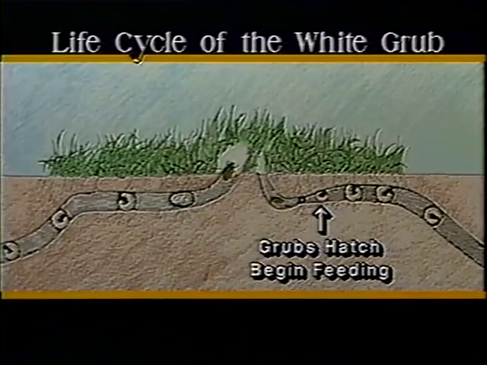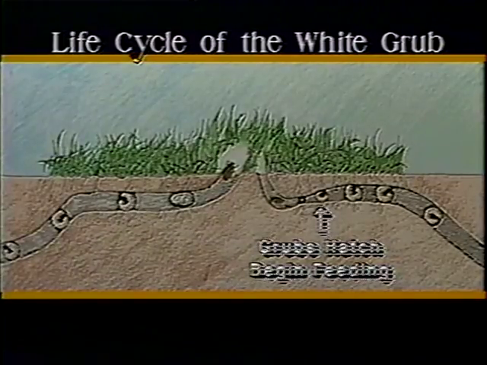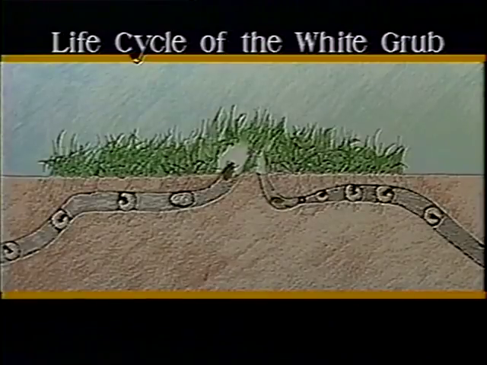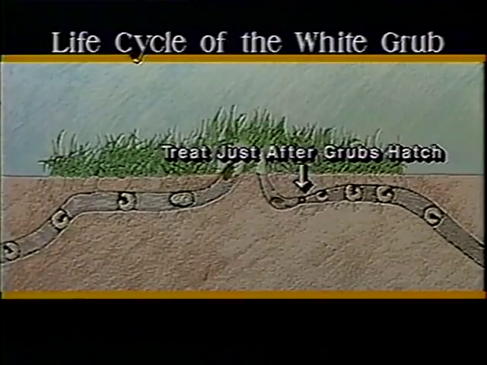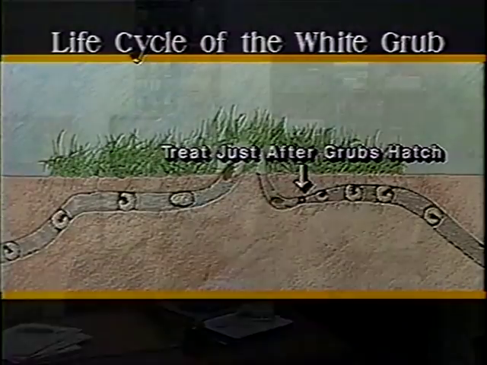In a few weeks, the grubs hatch and begin feeding on grass roots. The root injury reduces the plant's ability to withstand the hot, dry weather of late summer. Grubs rapidly grow to full size and then move deeper into the ground to overwinter until they emerge again the following June to begin the cycle again. The best time for treatment is just after the grubs hatch, when they are still small and their feeding damage is light. The exact timing depends on the species and the climate in your area.